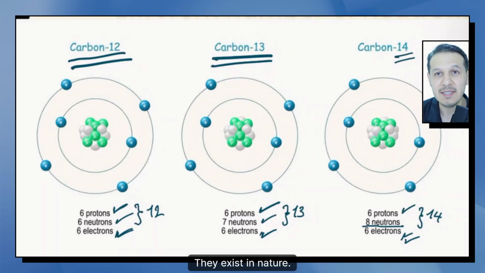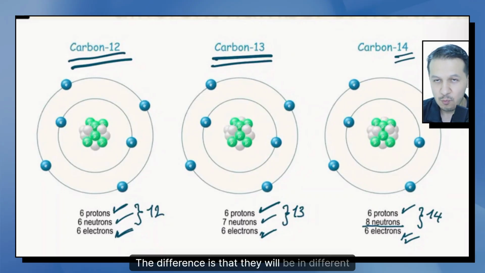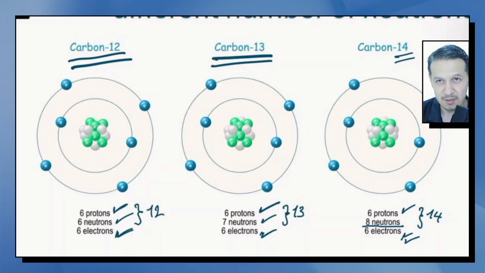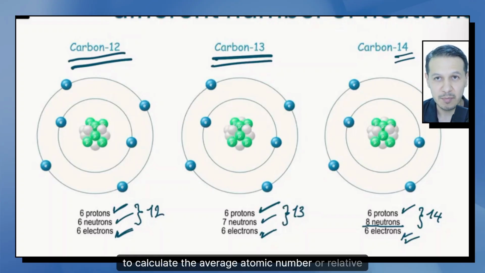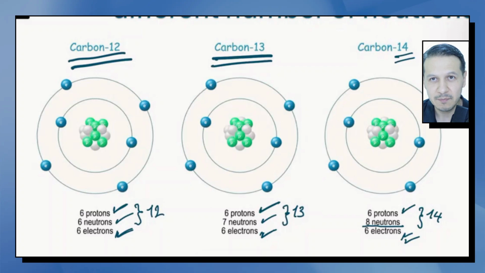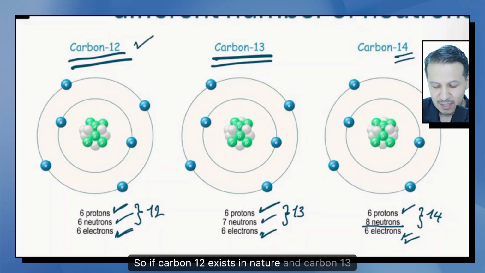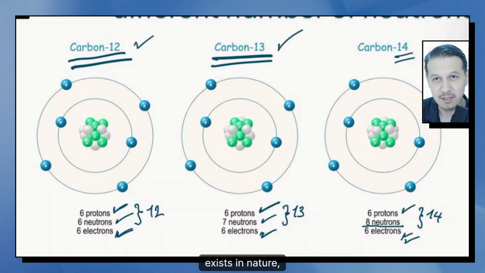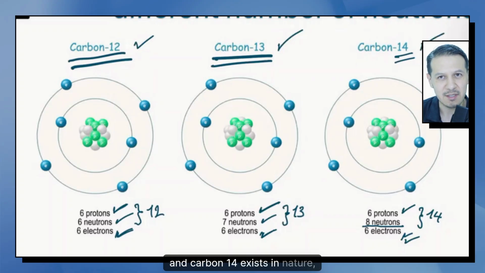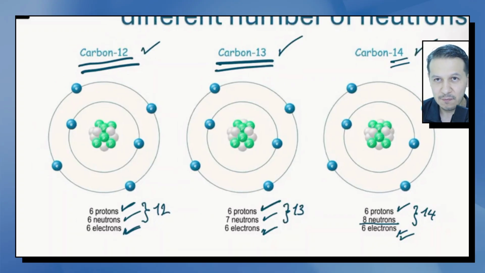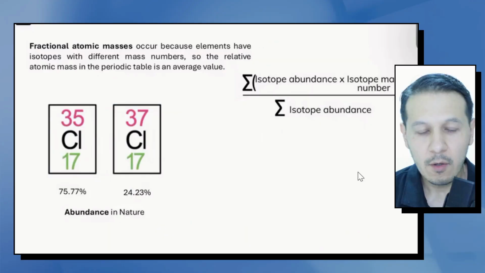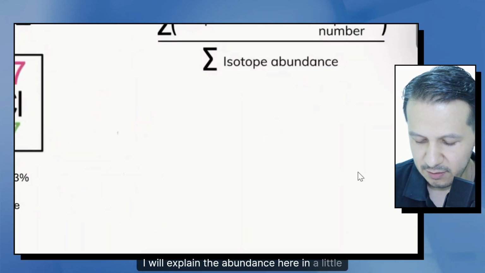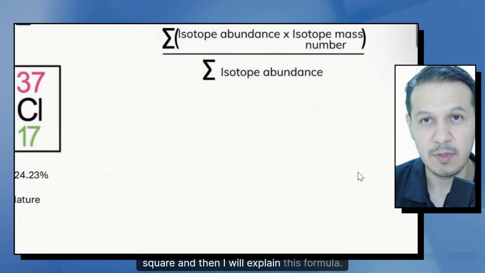They exist in nature. The difference is that they will be in different abundance. So we need to consider the abundance to calculate the average atomic mass, or relative atomic mass. So if carbon 12 exists in nature and carbon 13 exists in nature and carbon 14 exists in nature, and the mass is different, the mass will be the relative mass. That is something that I will explain in a minute. So first, I will explain the abundance here in a little square, and then I will explain this formula.